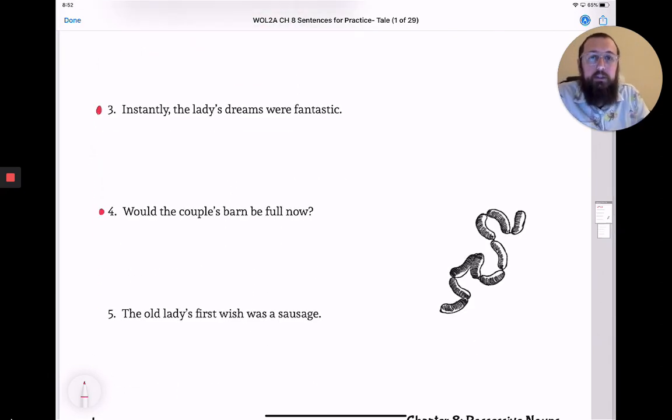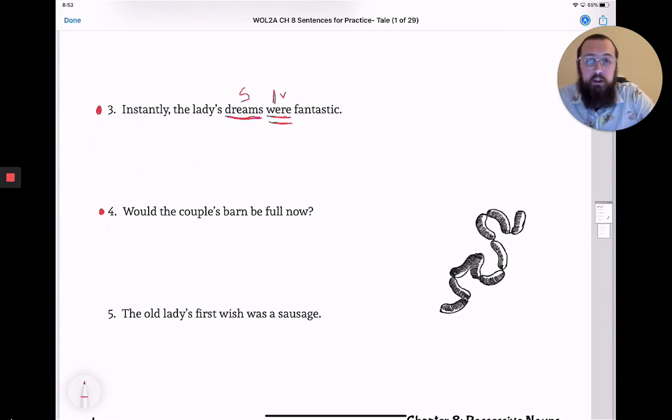Instantly, the lady's dreams were fantastic. So I go through and I need to find my principal elements first. So my subject, ladies is my first inclination to make subject, but I see that it is a possessive noun, so it can't be my subject. That means dreams are going to be my subject. What about the dreams? The dreams were, that is a verb, and were is a linking verb.